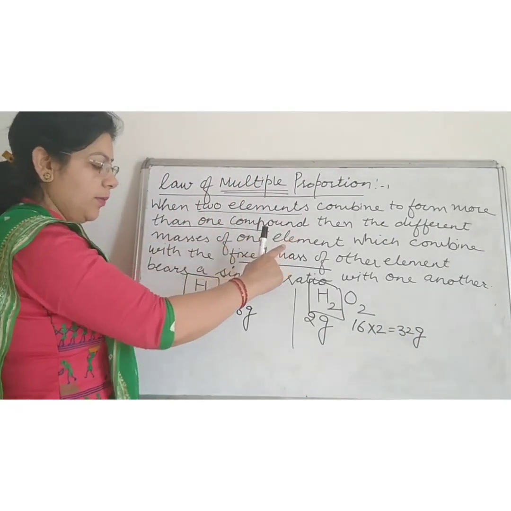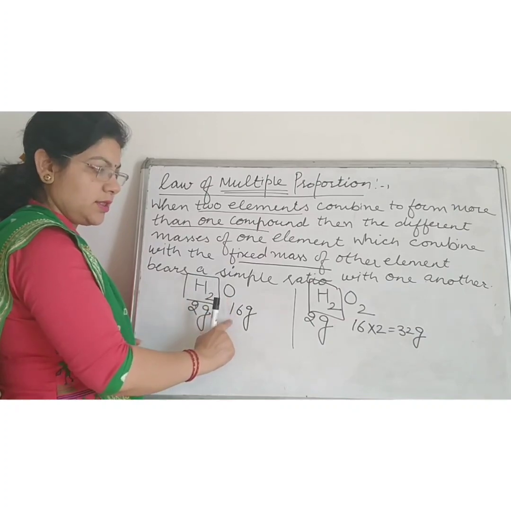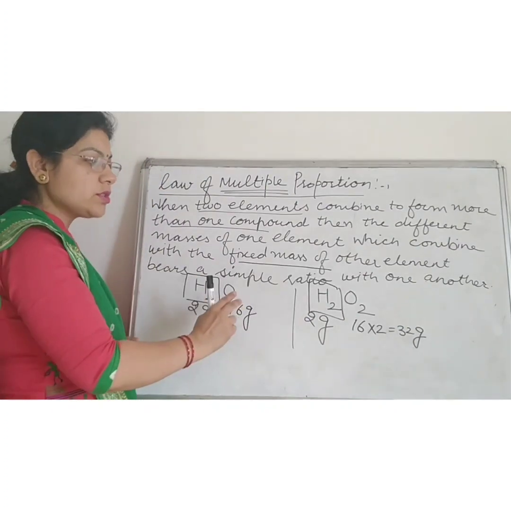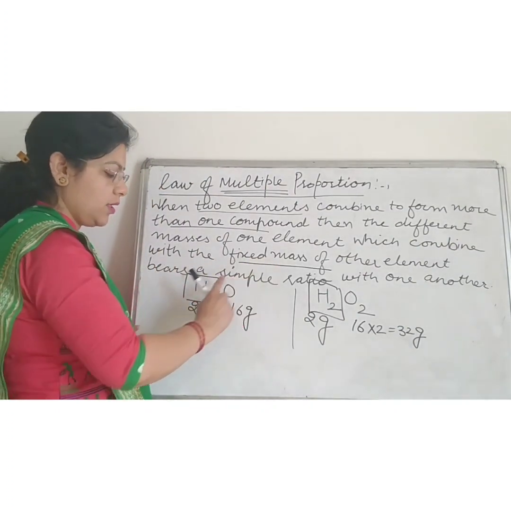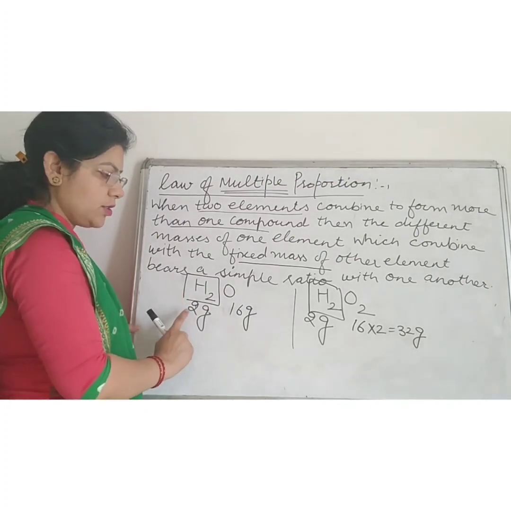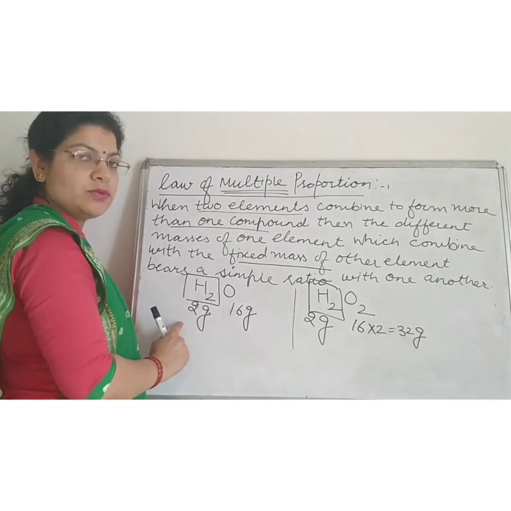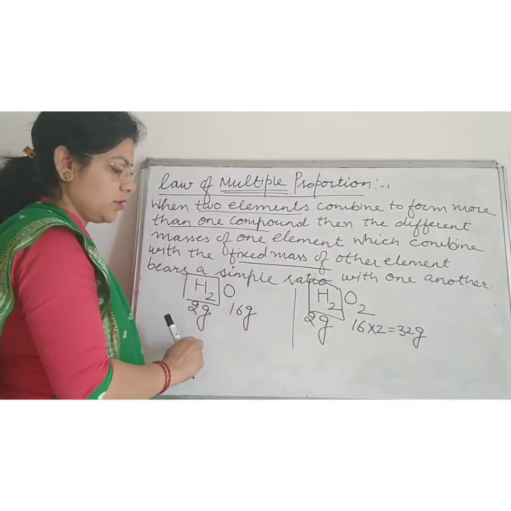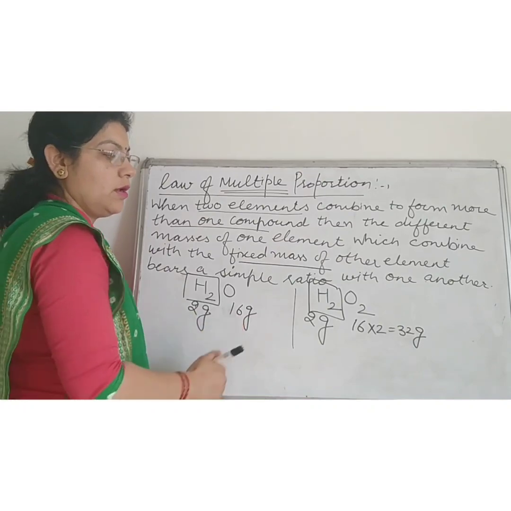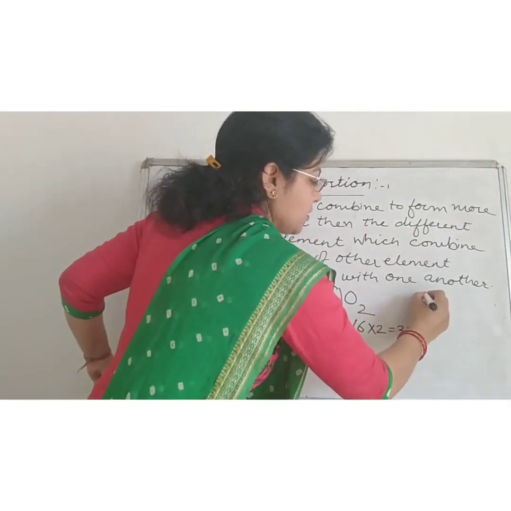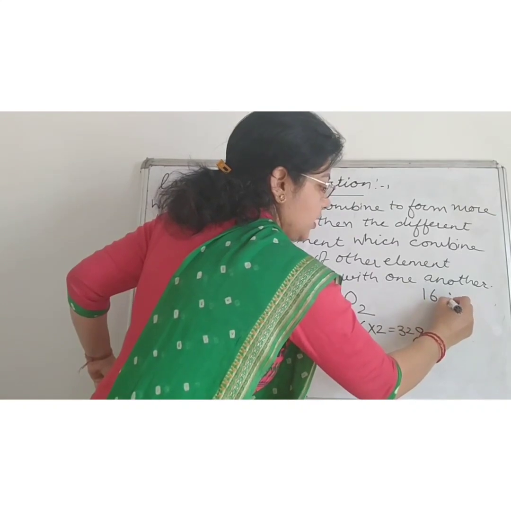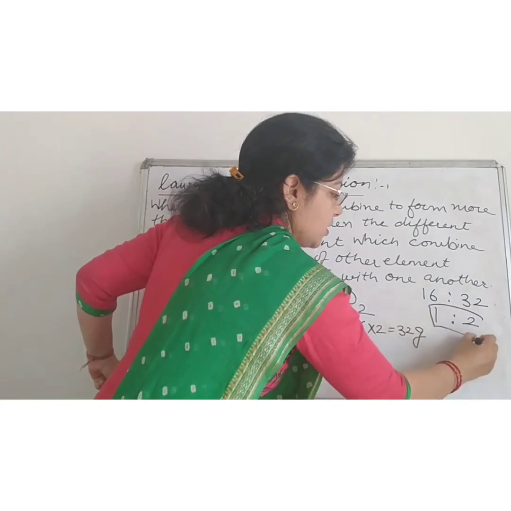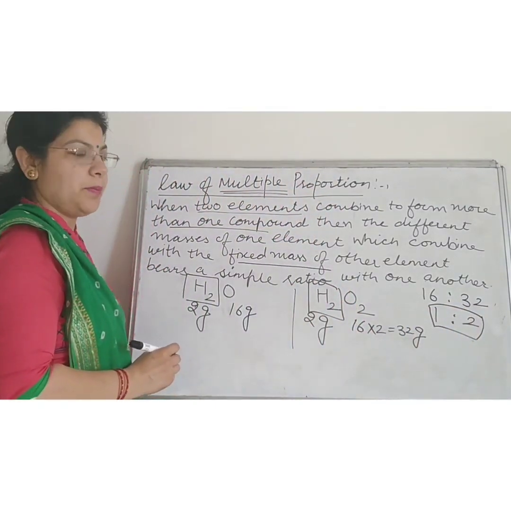Different masses of one element, that is oxygen, here 16 grams and here 32 grams, combine with the fixed mass of hydrogen, that is 2 grams and 2 grams. In both compounds the mass of hydrogen is fixed, that is 2 grams. Then what is the ratio of oxygen? The ratio of masses of oxygen is 16 is to 32, that is 1 is to 2. This is the law of multiple proportion.